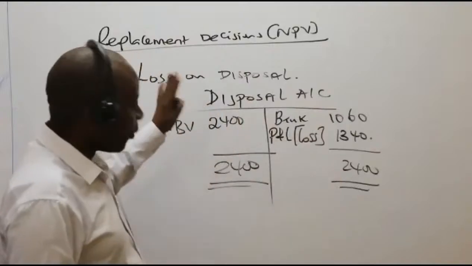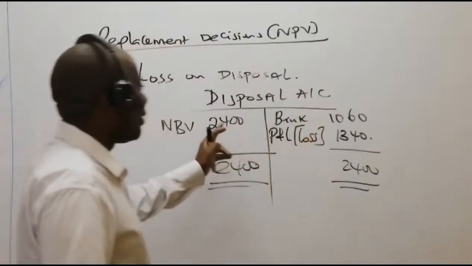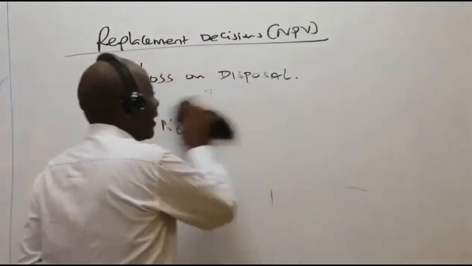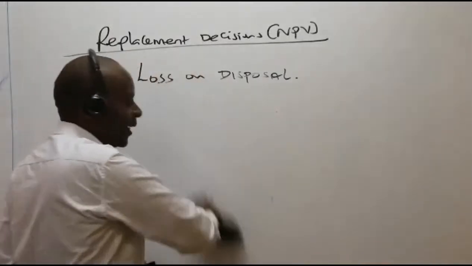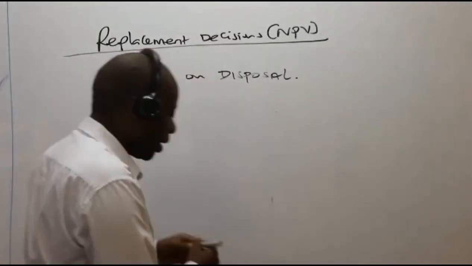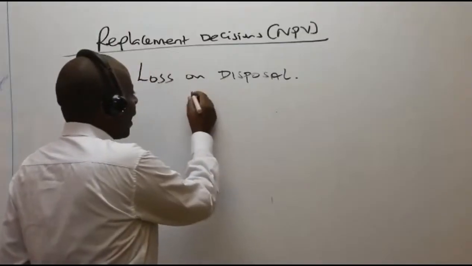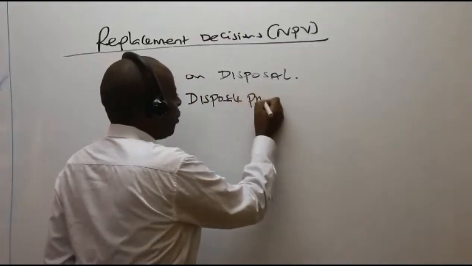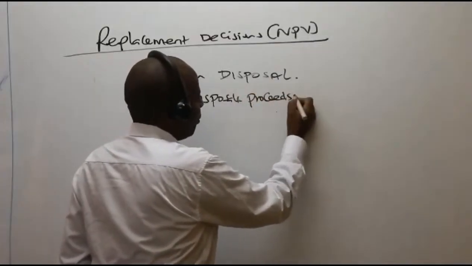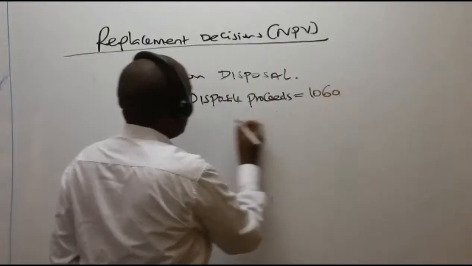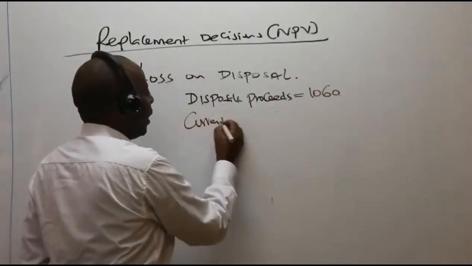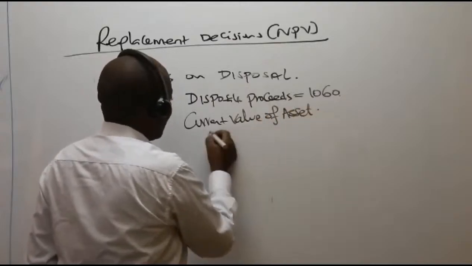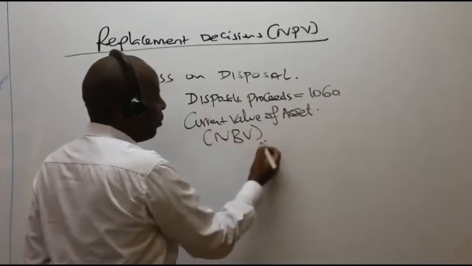Of course, I don't expect you to do this in financial management. In financial management, if you do it this way, I'll not be very happy with you. In financial management, what we normally do is to compare two things. We compare the disposal proceeds of 1060, and then we look at the current value of the asset, as measured by the net book value.